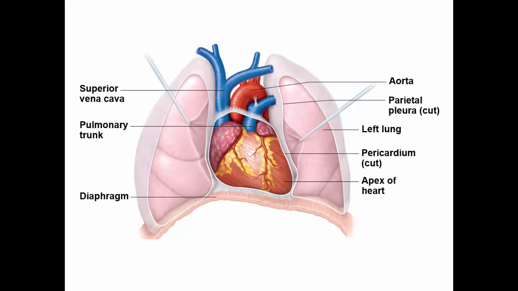The heart here is shown resting on the diaphragm, the apex, and the base. You can see that the left lung has only 2 lobes because the heart takes up a little more space on the left side of the chest cavity.